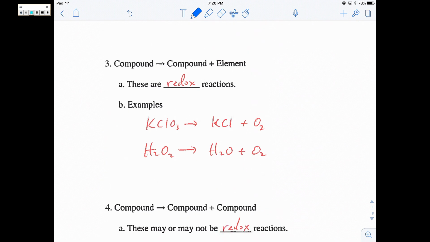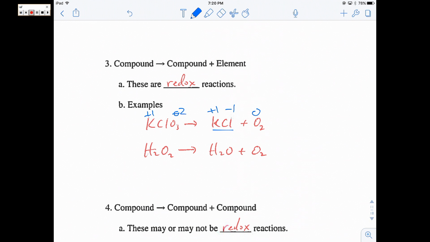It could be a compound that makes a compound and an element, so it doesn't quite break apart into its elemental components. There's still a compound left, you can see in the KCl. They are still redox though. If you look at this, you can see that the potassium's +1. Here this oxygen is 0 and -2.